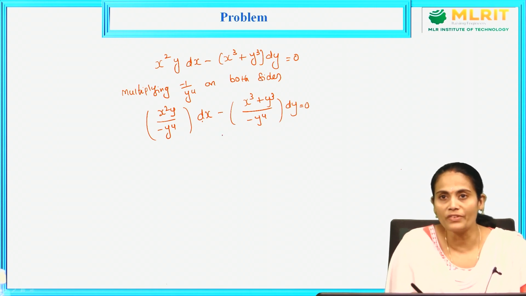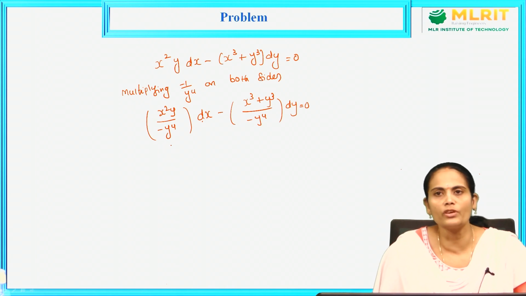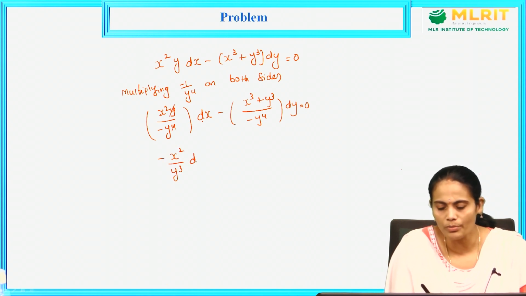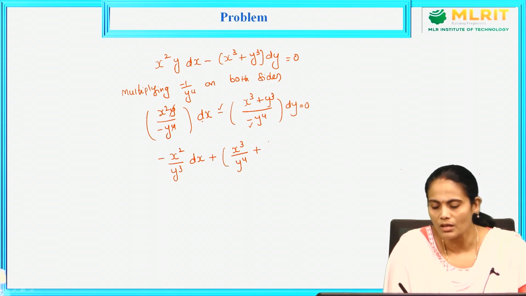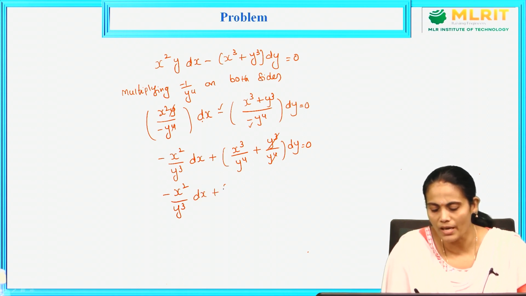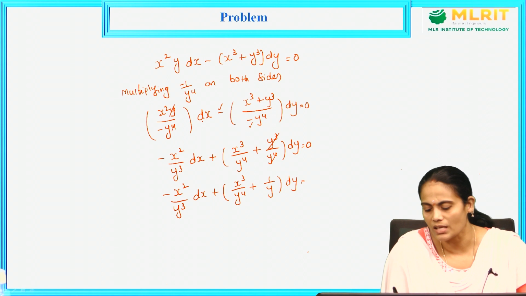Now, we will simplify this differential equation. Again, we are converting this equation into the form M1 dx plus N1 dy is equal to 0. So, one y was cancelled here, minus x squared by y cube dx. Here the minus gives the plus, and now we can split it into two terms, that is x cube by y power 4 plus y cube by y power 4 into dy is equal to 0. In the third term, three powers of y cancel. The remaining differential equation is minus x squared by y cube dx plus (x cube by y power 4 plus 1 by y) into dy is equal to 0.